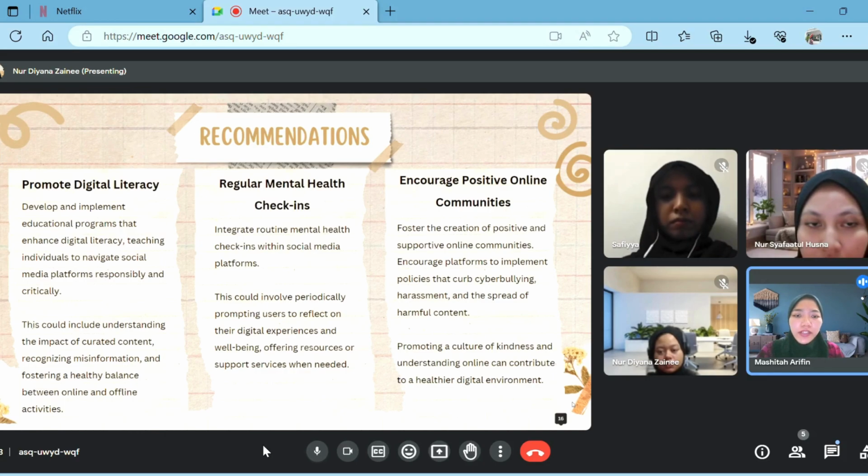And lastly, we need to encourage positive online communities. Foster the creation of positive and supportive online communities, and encourage platforms to implement policies that curb cyberbullying, harassment, and the spread of harmful content. Promoting a culture of kindness and understanding online can contribute to a healthier digital environment.